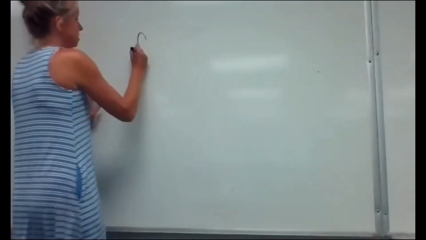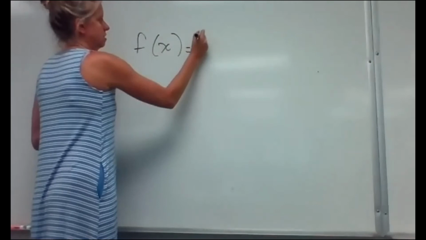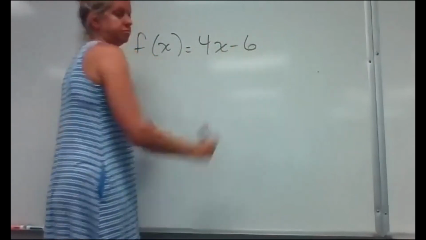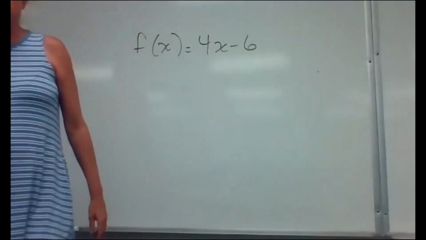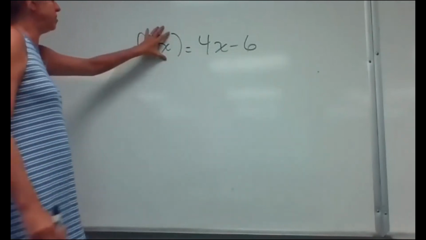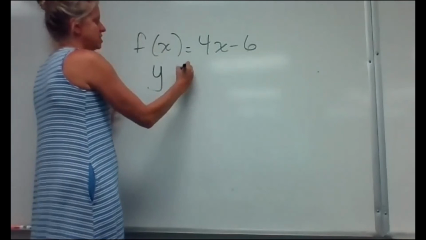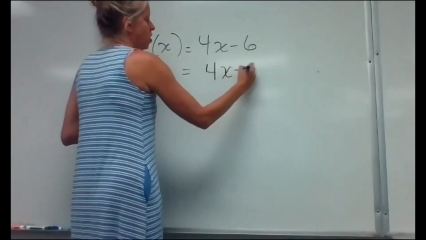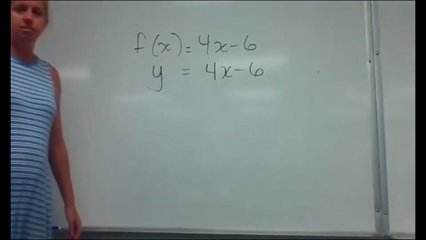F of x equals 4x minus 6. Okay, yes, it is 1-to-1. It'd be another line. So I'm going to do those 3 steps. I'm going to replace the f of x with y. So y equals 4x minus 6.